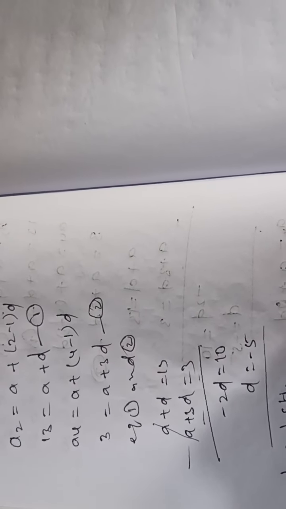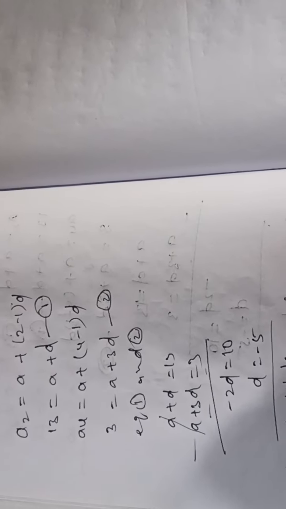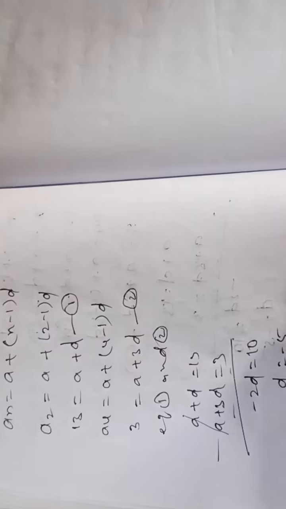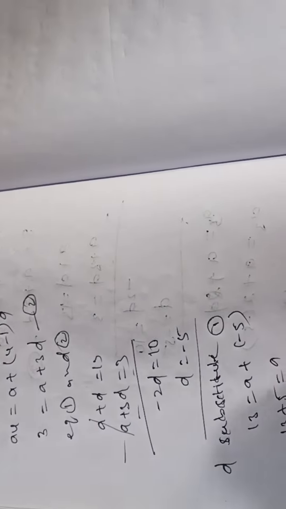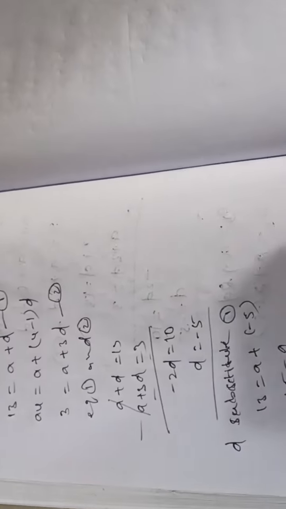Substitute the d value in equation 1: 13 equal to a plus minus 5. So 13 plus 5 equal to a. a equal to 18.